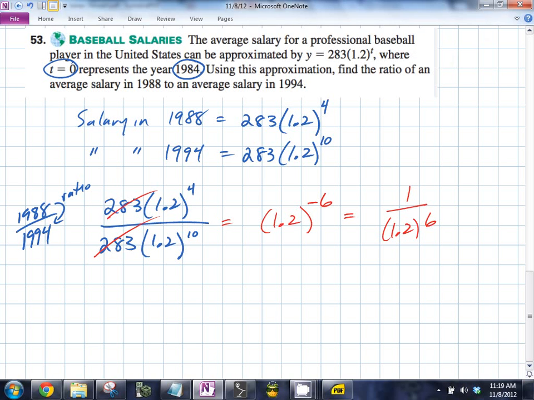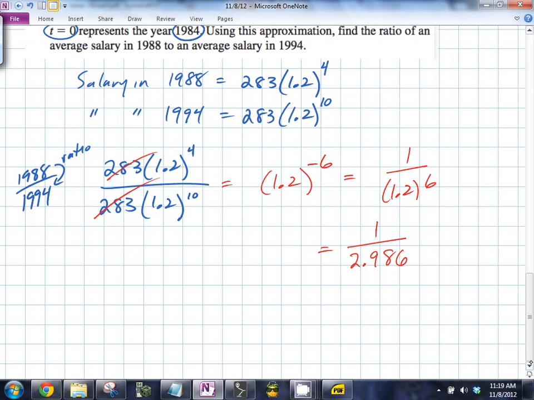1 over, anybody have the decimal to 3 decimal places? What is it, Pico? 2.98. 2.986. So what does that essentially tell you? Can someone tell me a sentence now? You have this ratio. What does this ratio tell you? Someone say it in a sentence.